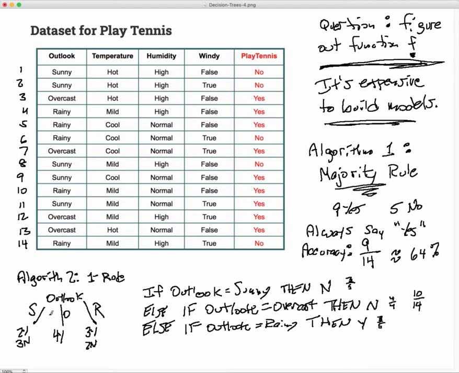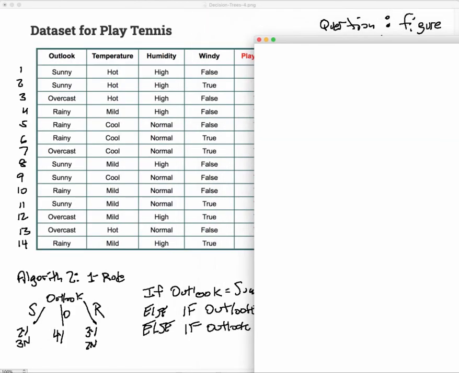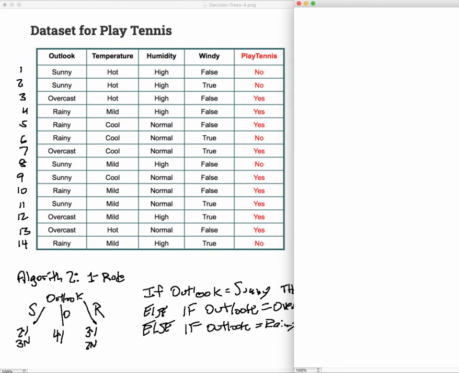Well, we're not done. What we've done here for outlook, we now need to do for temperature, humidity, and windy. So let me see how clever I can be in keeping all of this information up here while we figure out the other rules. So let's come over here, and let's figure out the one rule for temperature. So for temperature, it can be hot, it can be mild, and it can be cool.